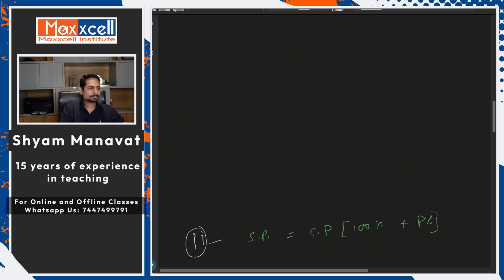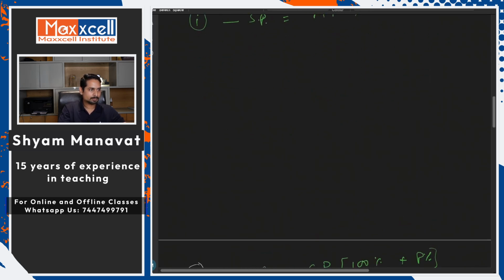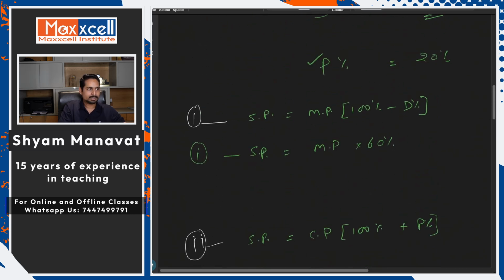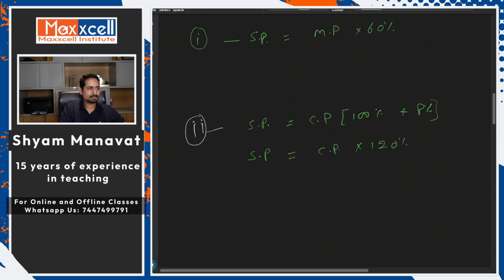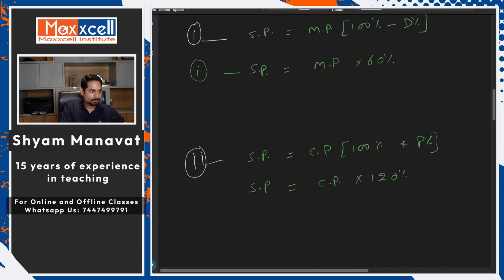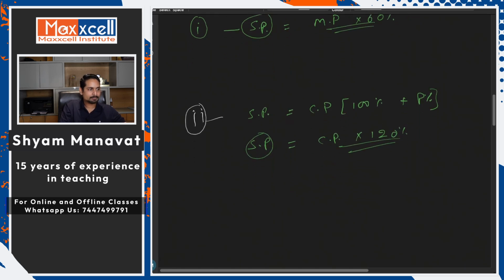Now, if profit is 20%, then the same selling price in terms of cost price will be cost price with 20% profit, so multiply by 120%, right? Now let's compare both of them. What will be the outcome? Because the left hand side for both equations is selling price, the right hand side should also be equal. We have solved this kind of question in the practice questions also, the concept builder lecture also. Mark price into 60% equals cost price into 120%.